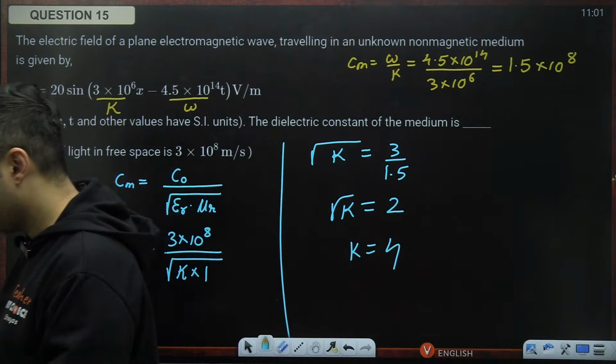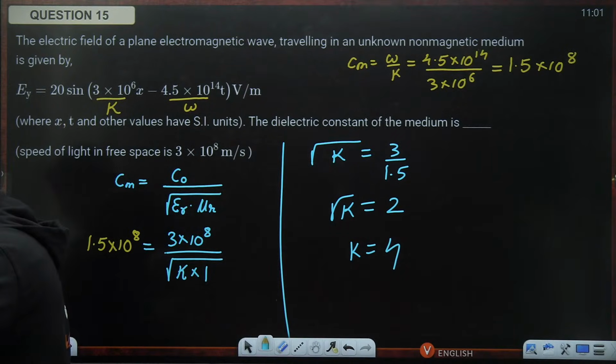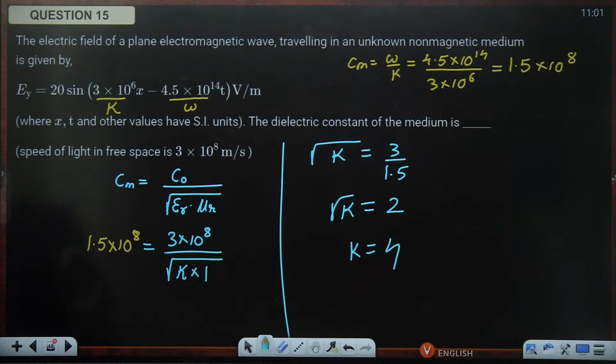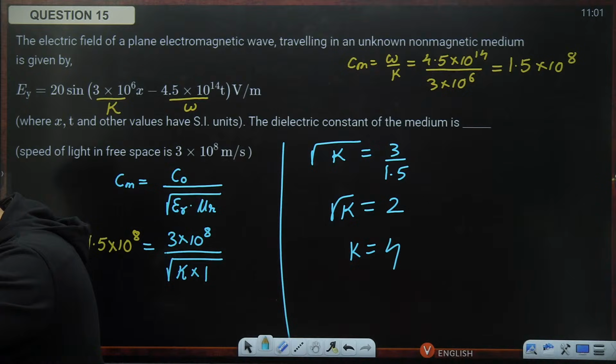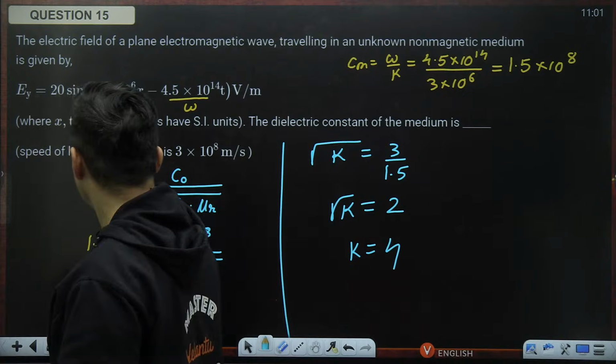The answer is 4. Cool. Amazing, guys. Many of you got it. Very good. Shall we go ahead to the next question on your screen?